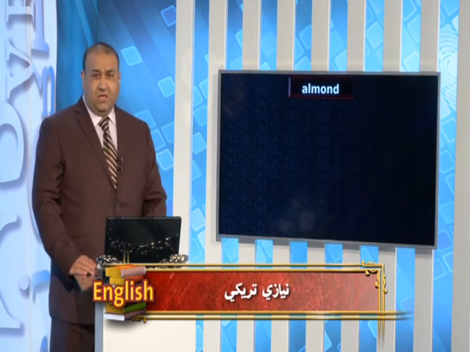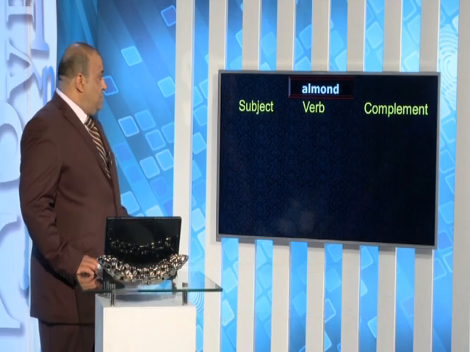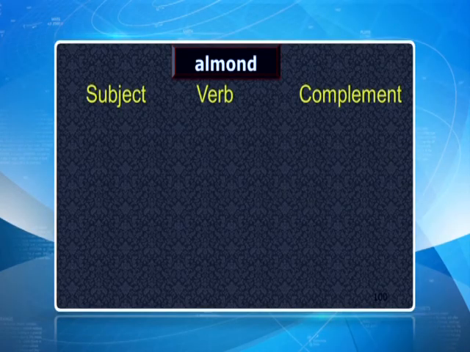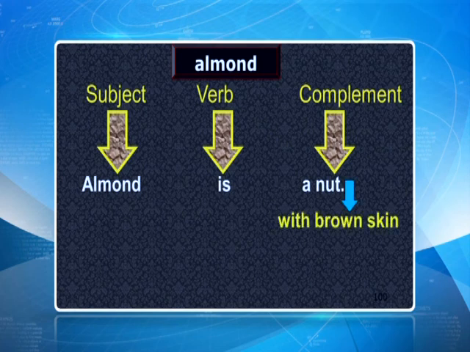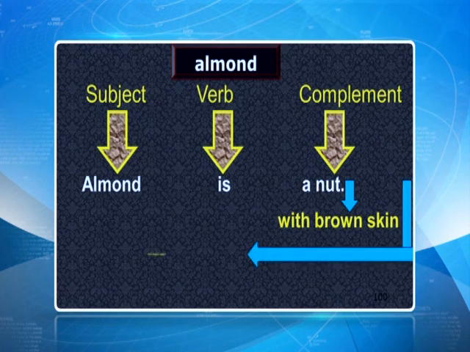The first one is almond. You have to decide on the main parts of each correct sentence, which are subject, verb, and complement. For example, we say almond is a nut. Okay, this is a correct sentence. If you want to add something, you can say almond is a nut with brown skin. So this is a prepositional phrase. And we can add, for example, something else that tastes sweet. So we add a relative clause. So we moved from a simple sentence, almond is a nut, to a complex sentence with a relative clause: almond is a nut with brown skin that tastes sweet.